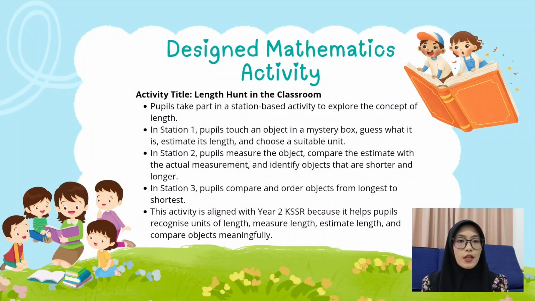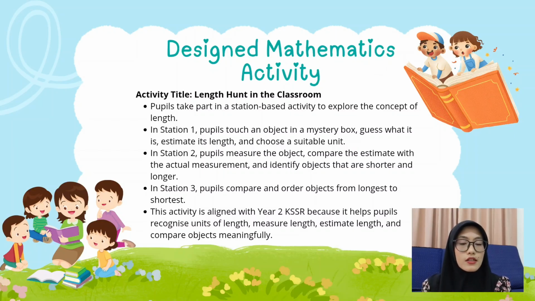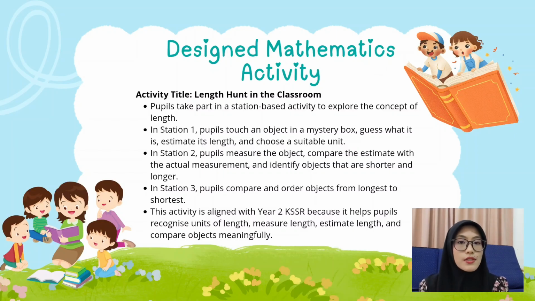Next is the presentation about the designed mathematics activity. The activity is called Length Hunt in the classroom. In this activity, pupils participate in station-based exploration of the concept of length. In station 1, pupils touch an object inside a mystery box, guess what the object is, estimate its length, and choose a suitable unit. This develops prediction and estimation skills. In station 2, pupils measure the object and compare the estimation with the actual measurement. They also identify objects that are shorter or longer. This helps develop measurement accuracy and comparison skills.